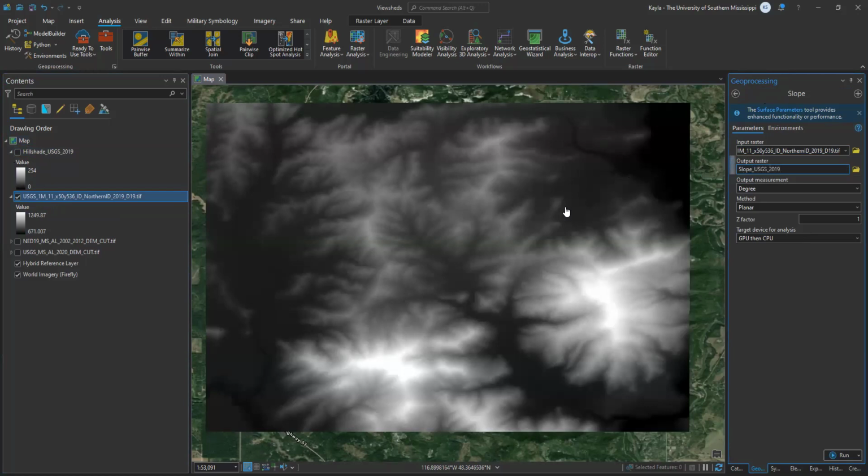USGS 2019. Now in this case, again, same thing as with the other one, you're probably going to want to take a look at where you're actually located. If I have lots of USGS ones, this probably isn't going to help all that much. So just something to keep in mind.